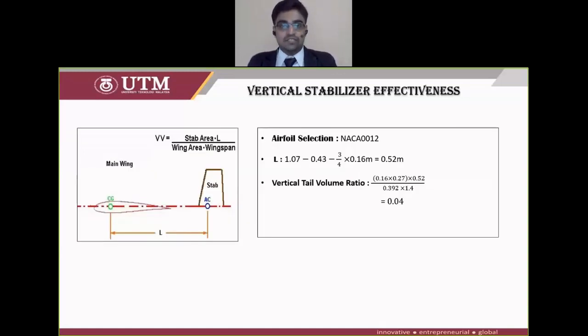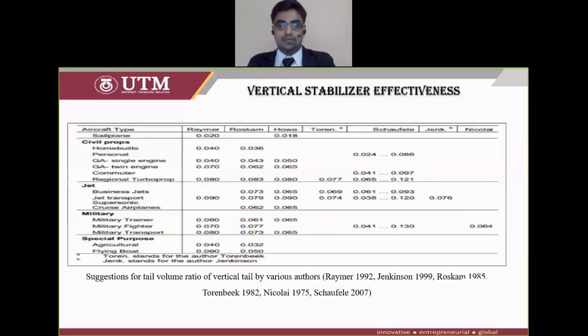Similarly, the output of the vertical tail volume ratio is as follows. The figure on the left shows how the vertical tail volume ratio is calculated, whereas the table on the right shows the extraction of information based on our design to calculate the vertical tail volume ratio. From the calculation, I obtained a vertical tail volume ratio of 0.04 for our design. To check whether the results are reasonable, proper references are referred to.